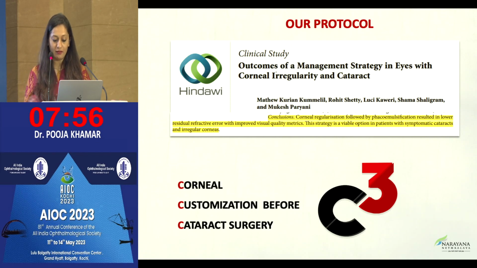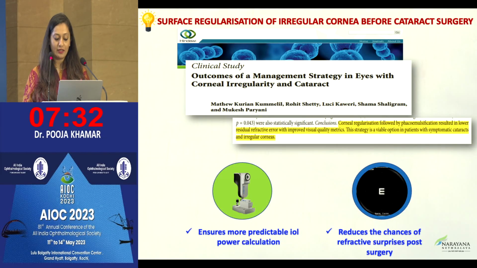Of course, Matthew sir would be a better person to talk about this, because we've all learned how they worked on this technique called corneal customization before cataract surgery, known as C3, where they first regularize the surface of these irregular corneas and then proceed with the cataract surgery. Why do they do it? Because if you do a cataract surgery before regularizing the surface, post-surgery there is going to be a refractive surprise, and there is going to be poor quality of vision.